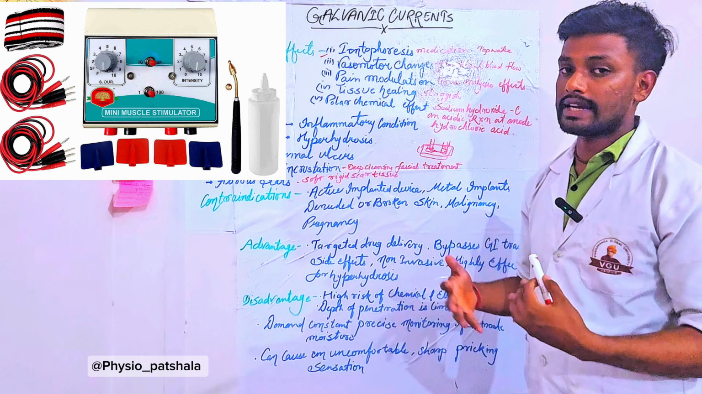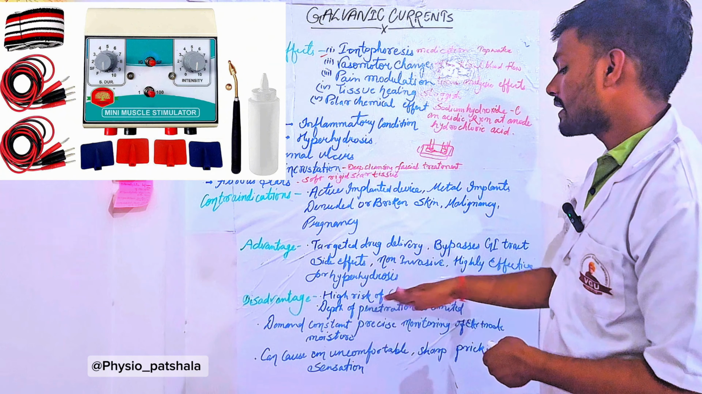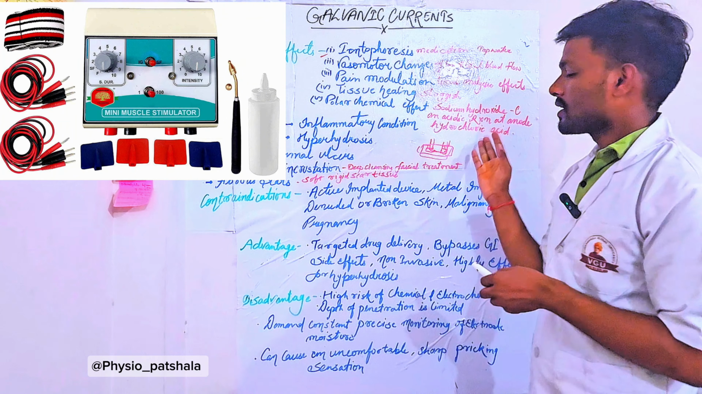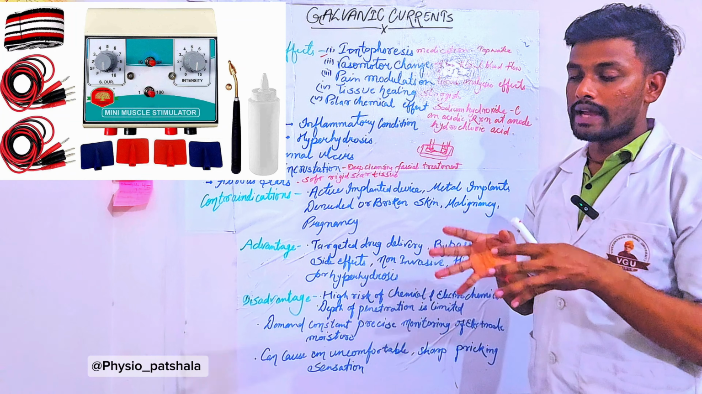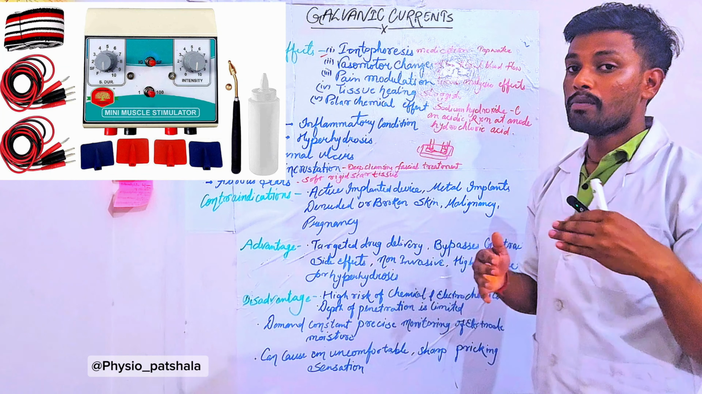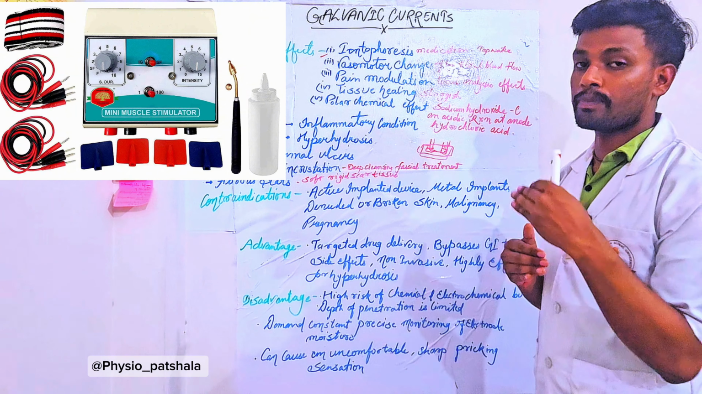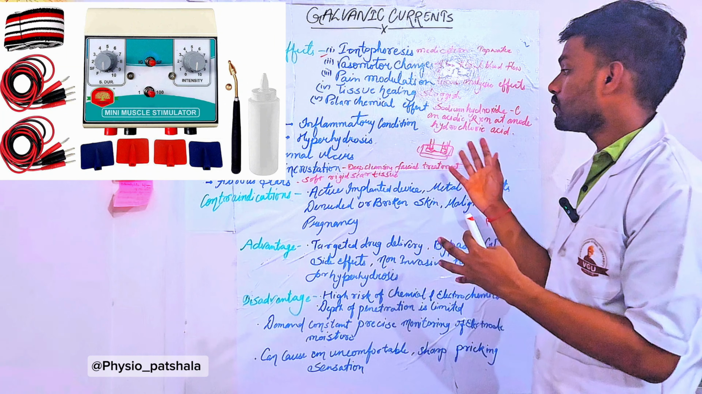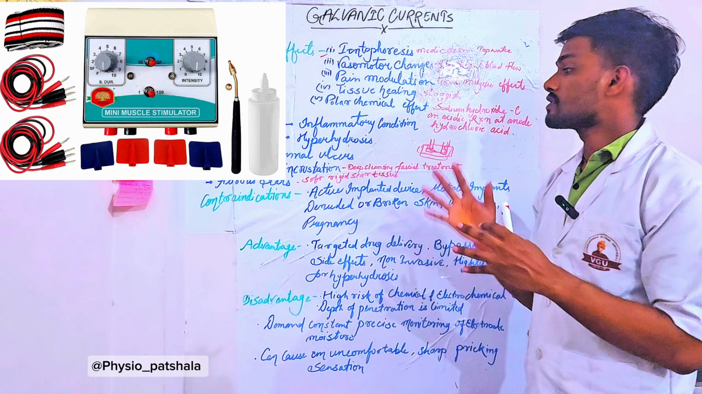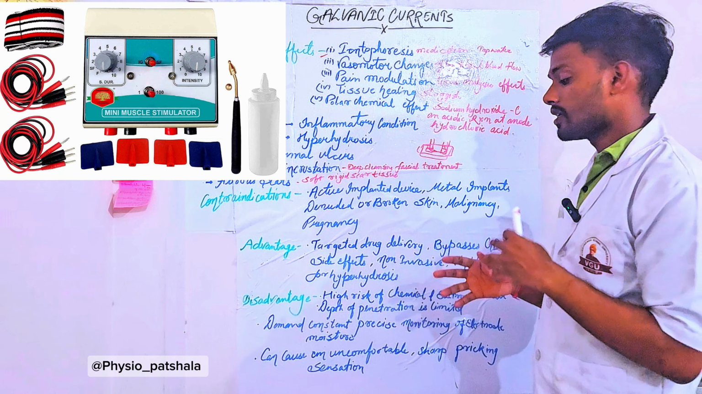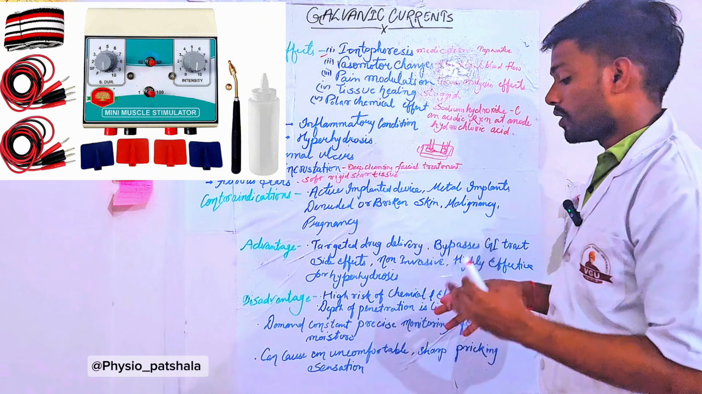Next, what are the disadvantages of using galvanic current? First, a high risk of chemical or electrochemical burn. The chemical effect is highly sensitive and varies from person to person. So there is a greater chance of chemical burn inside the body if you are using any chemical like sodium bicarbonate, calcium bicarbonate or even normal tap water. It depends upon the patient's body.